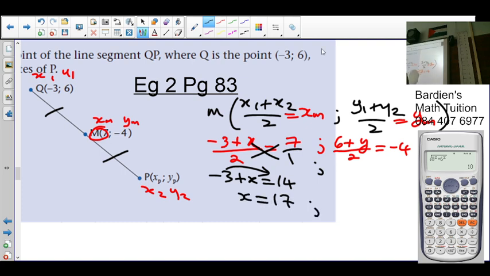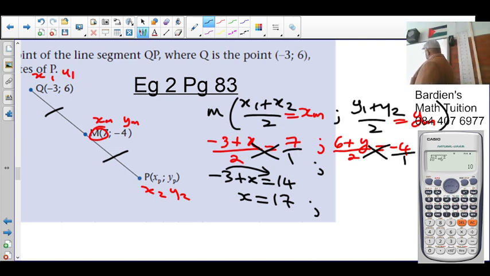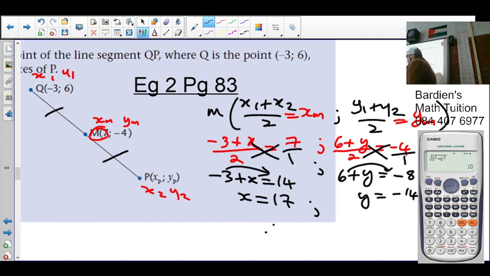On the other end, we cross multiply. So it becomes 6 plus y is equal to negative 8. You take it over the equal sign. So y is equal to negative 4. Therefore, M is 17 and negative 4.